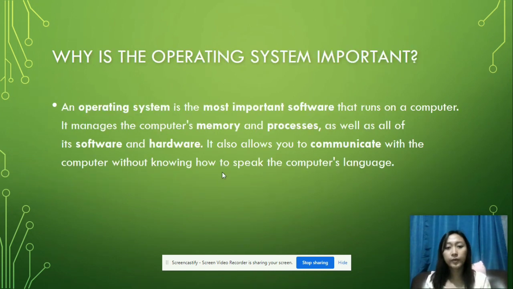So why is the operating system important? An operating system is the most important software that runs on a computer. It manages the computer's memory and processes, as well as all of its software and hardware. It also allows you to communicate with the computer without knowing how to speak the computer's language. So without an operating system, our computer is useless.